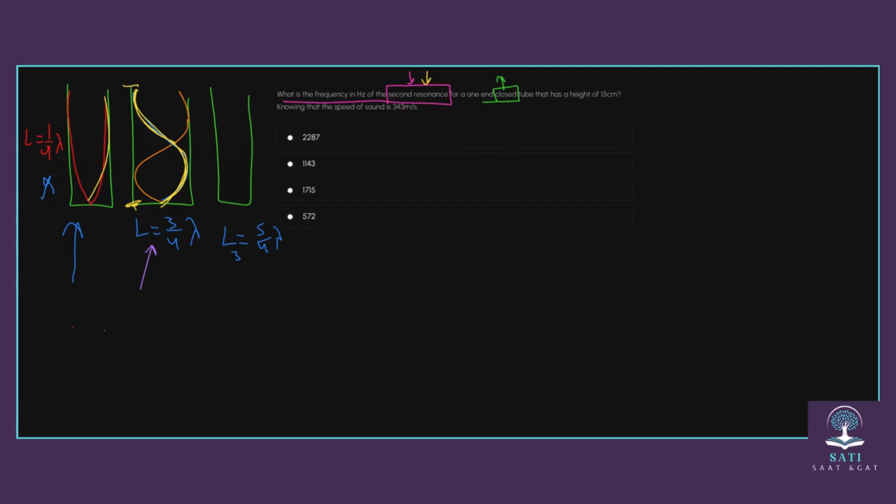Now see the question. They gave you the height, and the height means the length. They gave us the length, and they gave us the velocity. And they are asking about the frequency. What formula links these ideas? It is the main formula: velocity equals lambda times frequency.